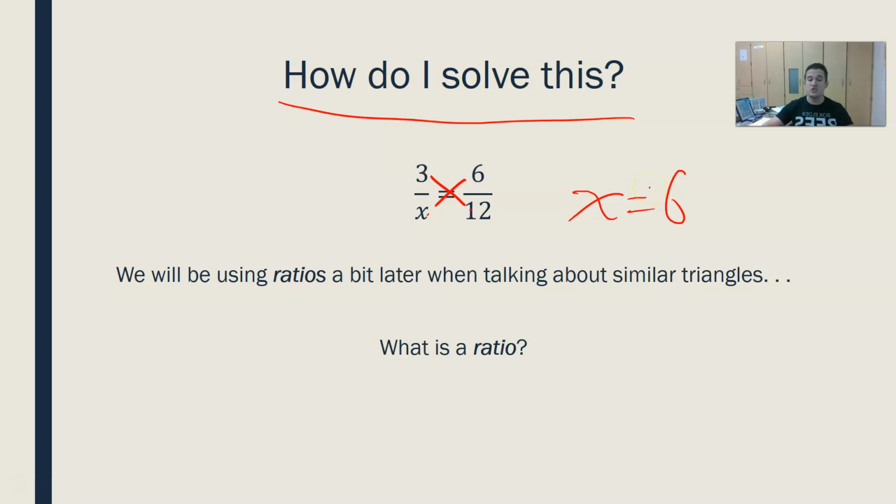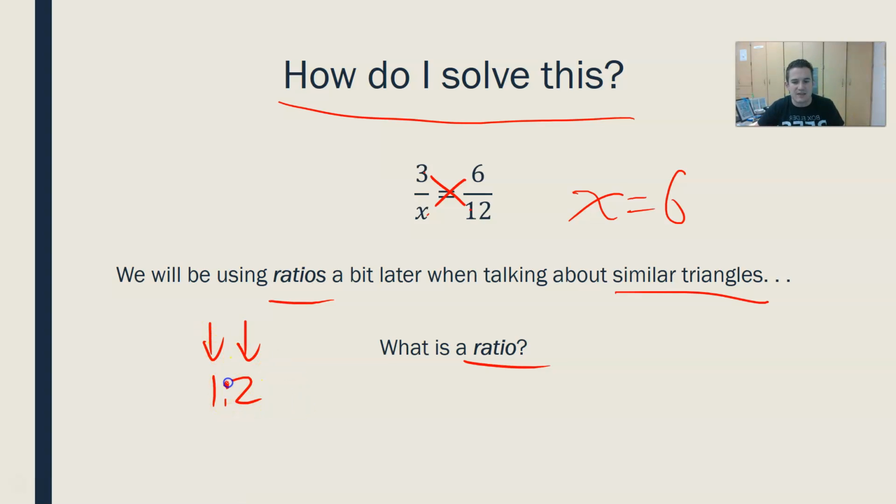We'll be using ratios a little bit later when talking about similar triangles. We're going to talk about ratios, so I want to make sure you're familiar with what that means. When I say a ratio, I'm talking about the relation between two numbers. Like the ratio of 1 to 2. If I had in a classroom one student for every 2 desks, that would be a ratio of 1 student to every 2 desks. That's what a ratio is. It's a comparison between two different quantities.